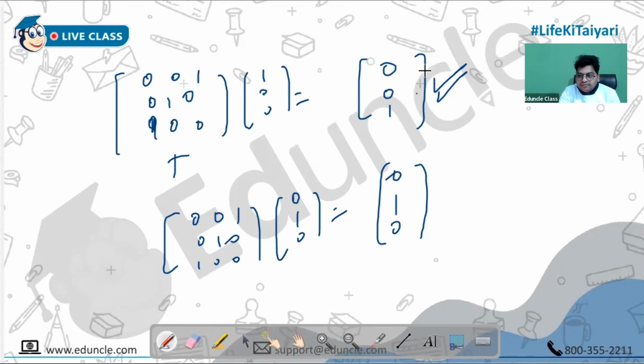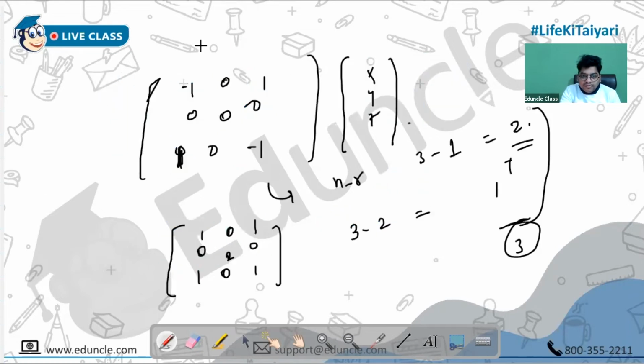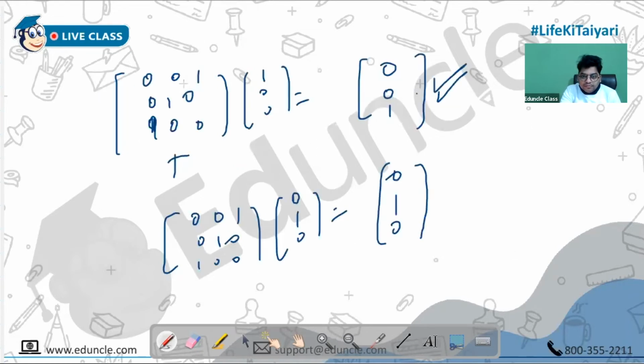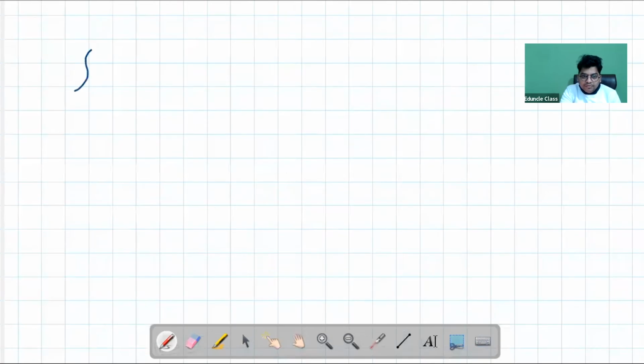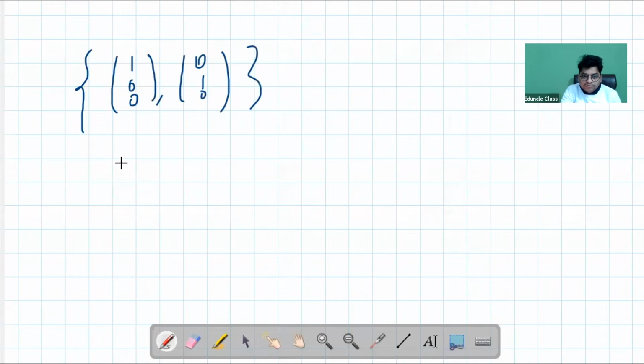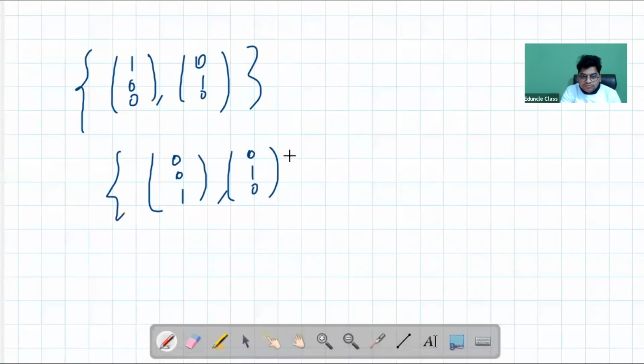Just check. E1 E2, what is E1 E2? That is 1 0 0, 0 1 0, and this is 0 0 1 and 0 1 0. Both subspaces are the same, yes or no?